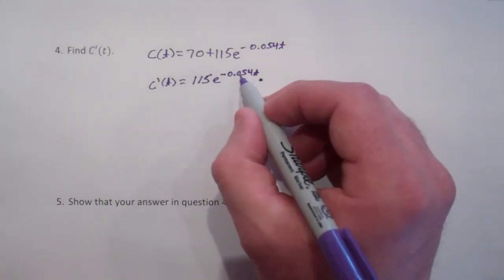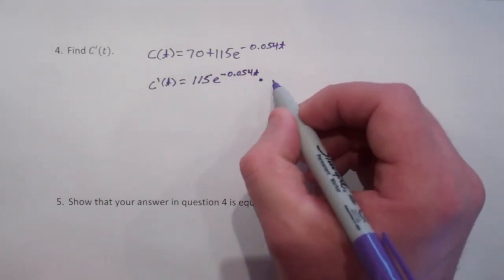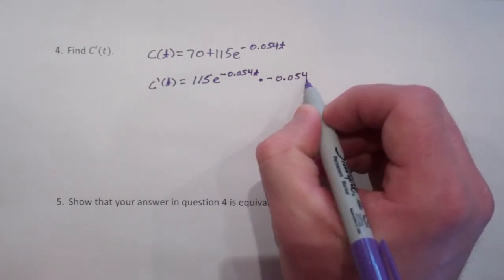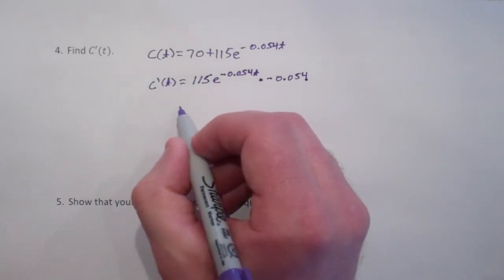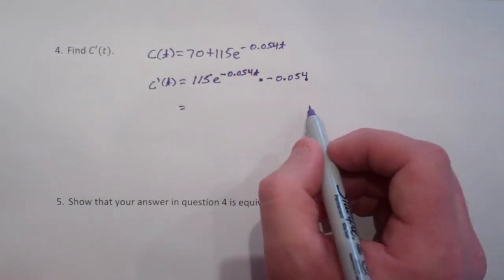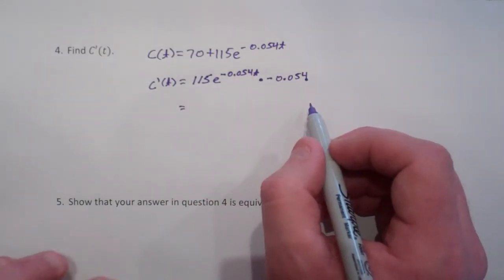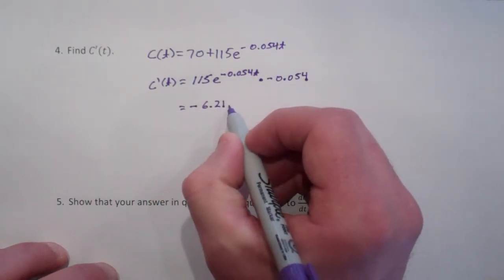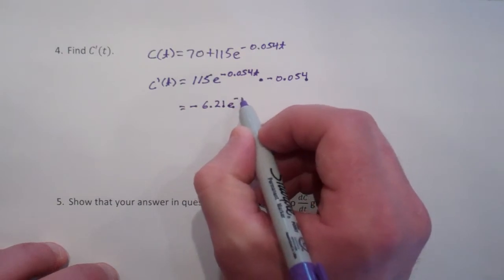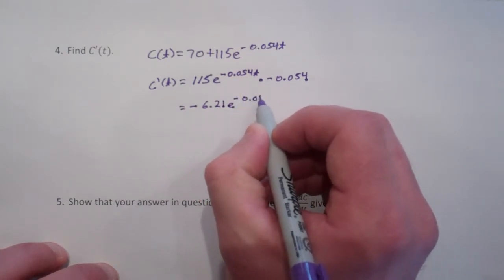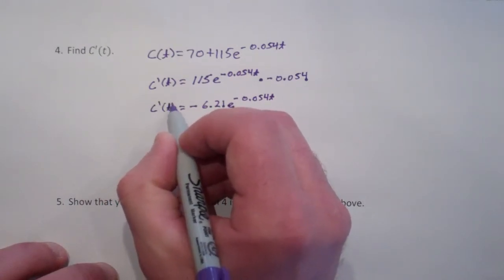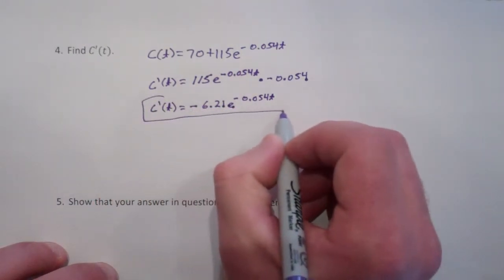So we'll need to take the derivative of negative 0.054 t, which is negative 0.054. If we multiply that by 115, we're going to wind up with negative 6.21 e to the negative 0.054 t power. And example 4 is just asking us to find that.